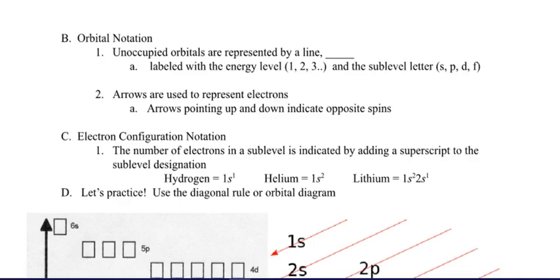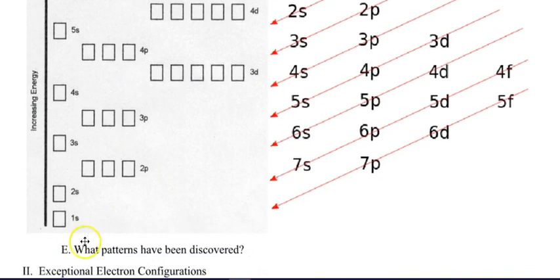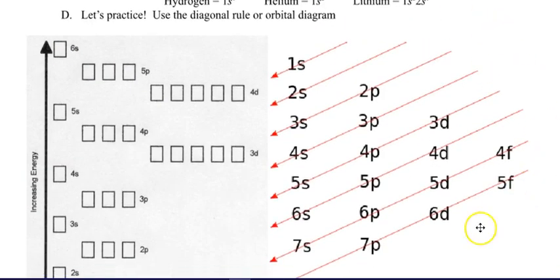Here's another visual that might help you. Look at this. What goes first? 1s, then 2s, then 2p, then 3s, then 3p, then what? 4s. And remember I told you about 3d? Why does 3d go here? Because 4s is a lower energy level than 3d. Then what? 4p, then 5s, and so on. Some folks think this is helpful. I personally don't, but we're offering this to you.